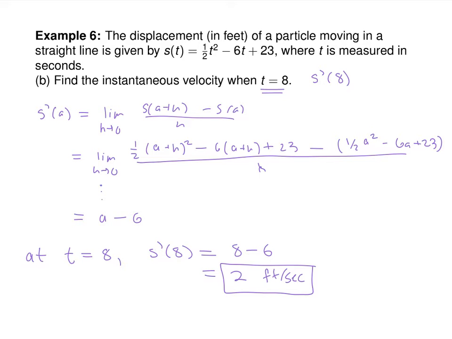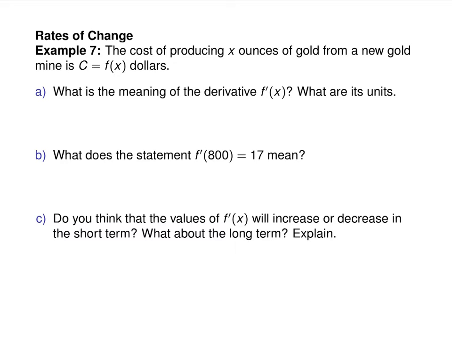So the point is that when the question asks for instantaneous velocity, it's the same thing as asking for slope. Nothing different. It's just slope with context. That's all. And then just some about what these things mean.